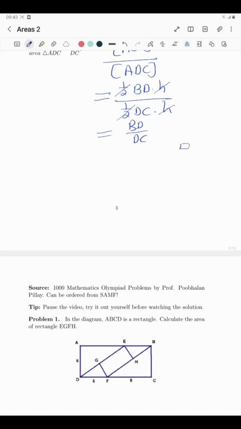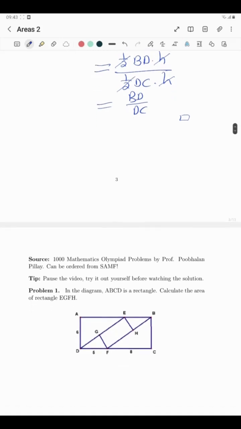In the diagram, ABCD is a rectangle. Our job is to calculate the area of rectangle EGF. Alright, so we have some data, so we can already start filling in things. We know that AD is 6, so that means that BC is 6. We know that DF is 5, so by symmetry BE would be 5. And we know that AE must be the same as CF, and that's equal to 8 units.